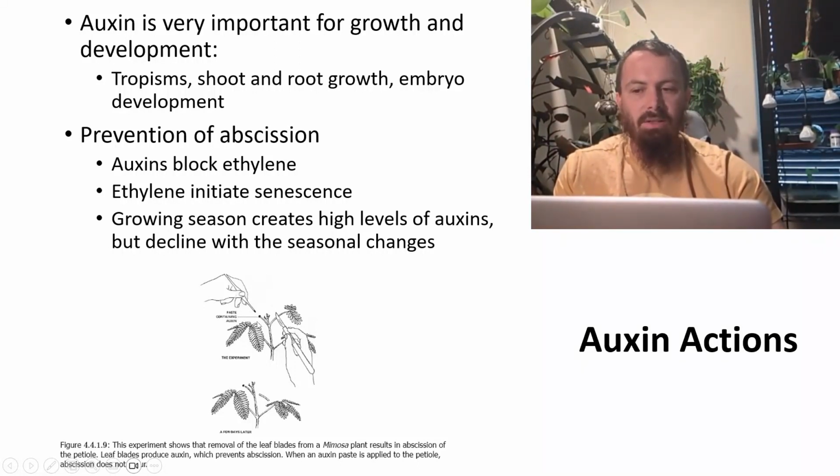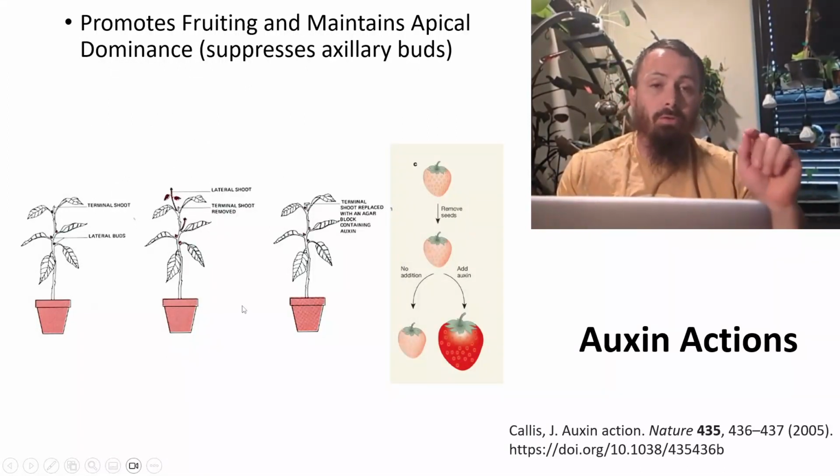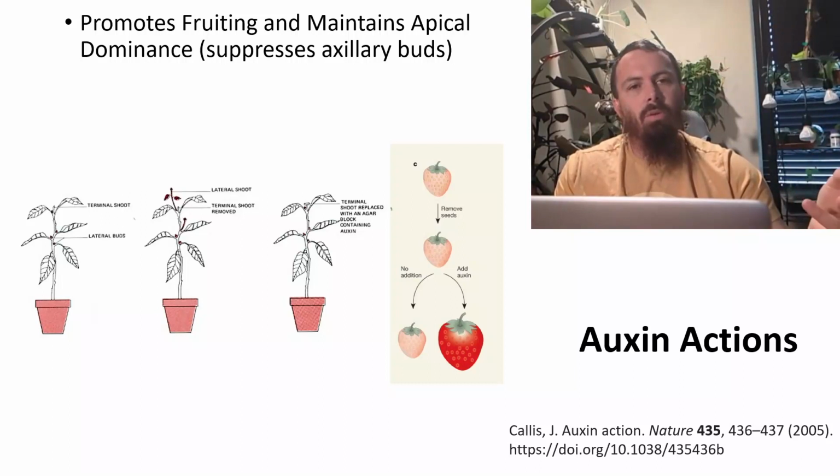That's because the auxin they put on this cut stem prevents it from being abscissed. It's not going to allow it to fall off. But since they didn't put auxin on this stem, ethylene took over and did allow it to absciss that broken petiole. And so auxin will prevent that abscission from occurring. Now, auxin also promotes fruiting, and it also does something which we call maintaining apical dominance.